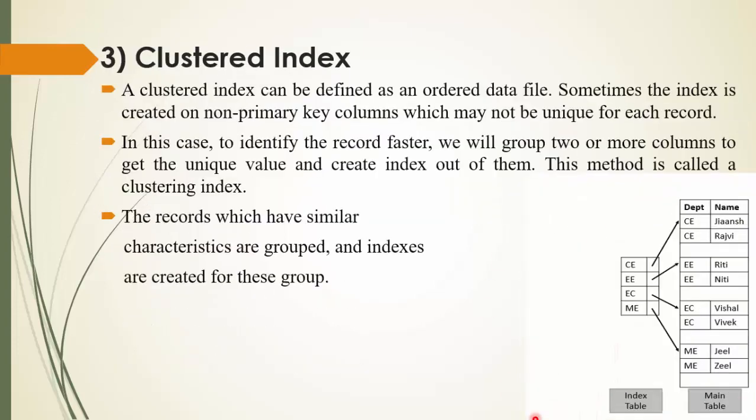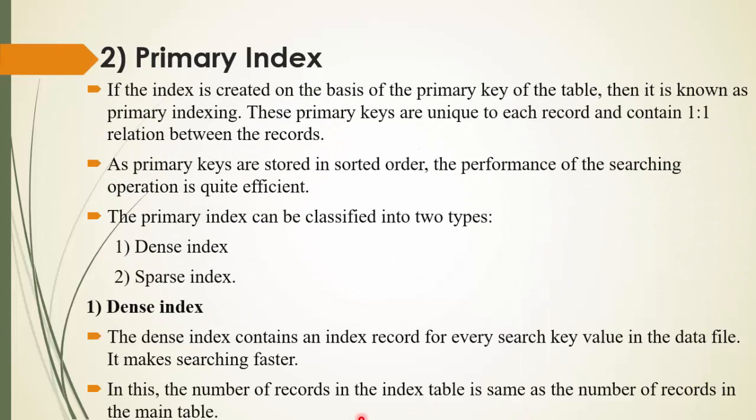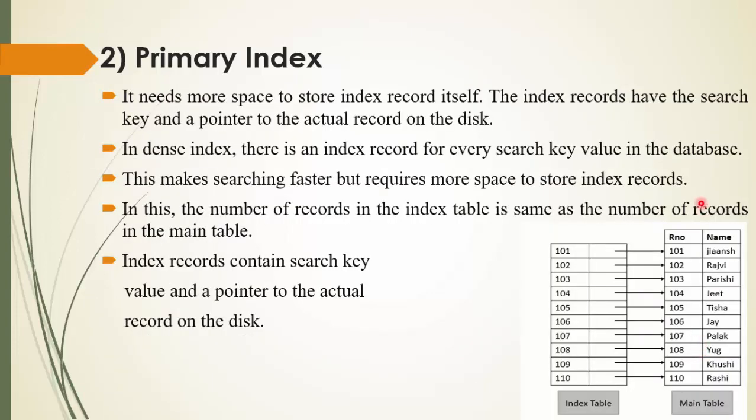As I explained here, there is an index record for every search key value in the data file. So every record has an index. It needs more space to store the index records themselves, so it takes more space because every record has an index. The index records have the search key and a pointer to the actual record on the disk. This is the search key: 101, 102, 103 are our search keys, and this is the pointer to the record in the main table.